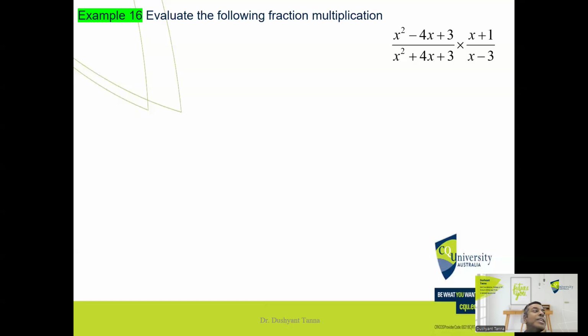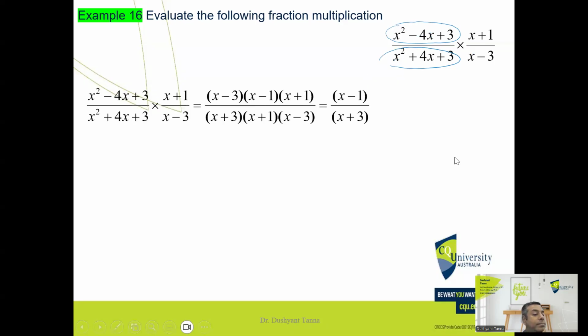Okay, factorize x square minus 4x plus 3. What is that? x minus 1 and x minus 3. This is x plus 3 and x plus 1. Cancel x plus 1 across, cancel x minus 3 across. What you're left with is x minus 1 here, and x minus 1 here, and x plus 3 here. That's the answer.